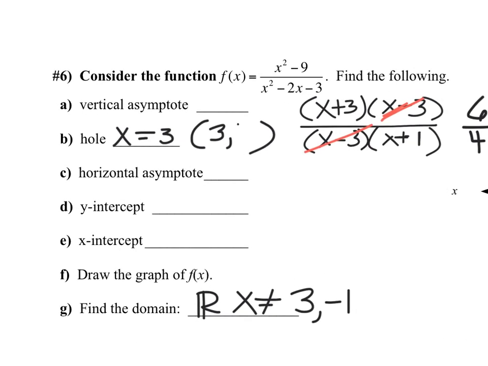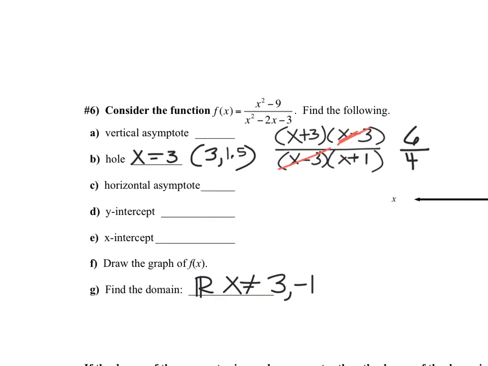So you get 1.5. That's where the hole is. It's at the point (3, 1.5). There's no point there. But that's how you find it. Like I said, you cannot plug 3 into the original because it's not in the domain. But once you reduce, then you can plug it in, because you got rid of that problem that was happening.